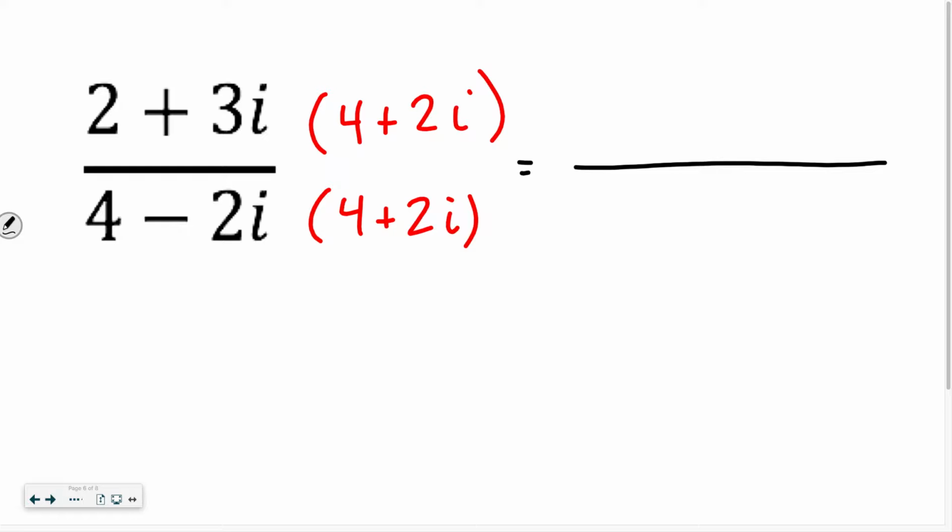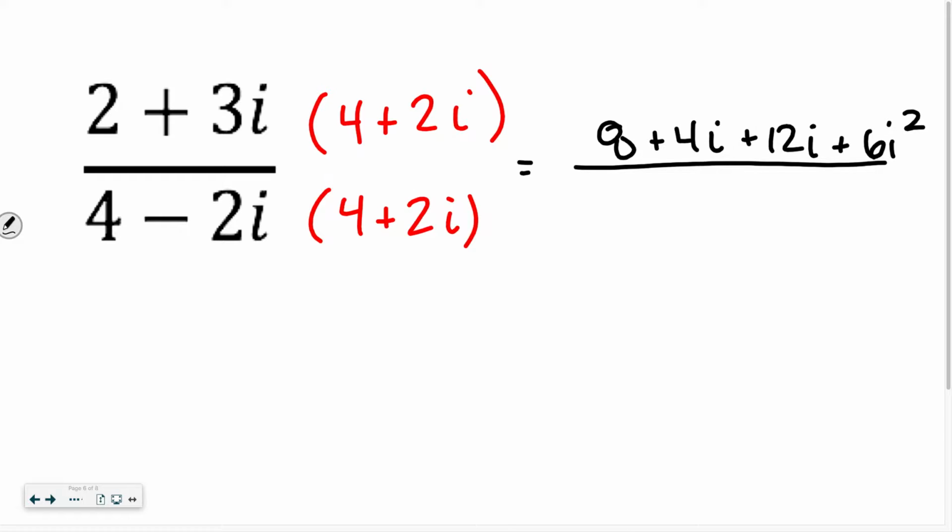So it will be minus 4i squared, but i squared will change to a plus. So the i squared always changes the sign. Okay. Here's what I get when I FOIL. 8 plus 4i plus 12i plus 6i squared in my numerator.